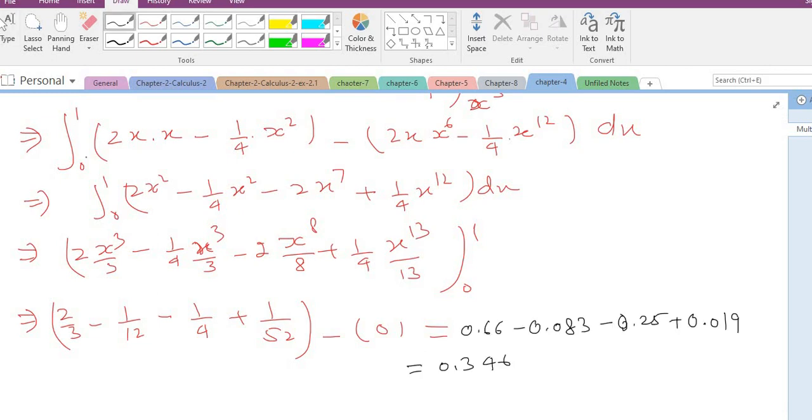That means, after using calculator, division of 2 by 3 is 0.66 minus division of 1 by 12 is this, minus division of 1 by 4 is 0.25, plus division of 1 divided by 52 is 0.019. So after subtraction it is coming as this answer, 0.346. This is the answer of that question.